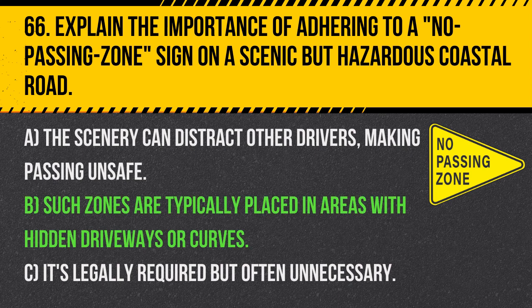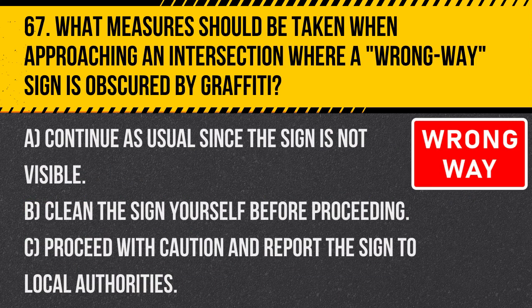Answer: B. Such zones are typically placed in areas with hidden driveways or curves. No passing zones are there to prevent accidents where visibility and conditions make passing dangerous. Question 67. What measures should be taken when approaching an intersection where a wrong way sign is obscured by graffiti?